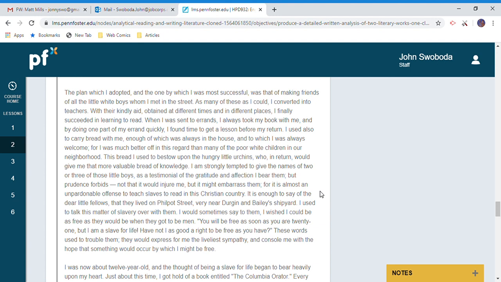The plan which I adopted, and the one by which I was most successful, was that of making friends of all the little white boys whom I met in the street. As many of these as I could, I converted into teachers. With their kindly aid, obtained at different times and at different places, I finally succeeded in learning to read.